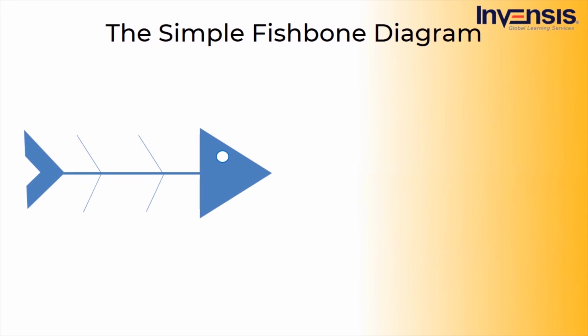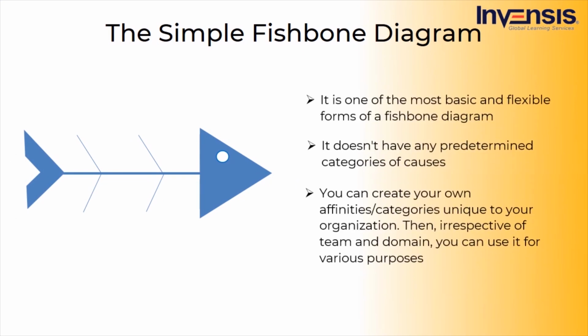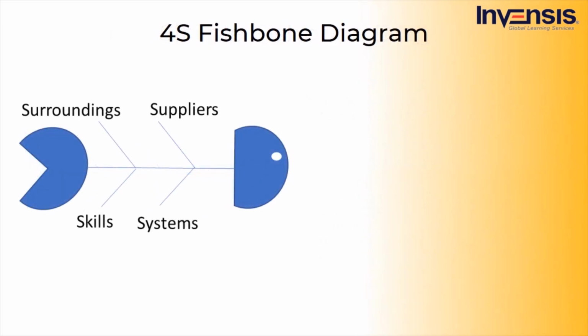Starting with simple fishbone diagram. It is one of the most basic and flexible forms of a fishbone diagram. It doesn't have any predetermined categories. You can create your own affinities or categories unique to your organization. Irrespective of team and domain, you can use it for various purposes. For example, a healthcare organization's affinities are quite different from that of a manufacturer. And, vice versa. Next, we have the 4S fishbone diagram.